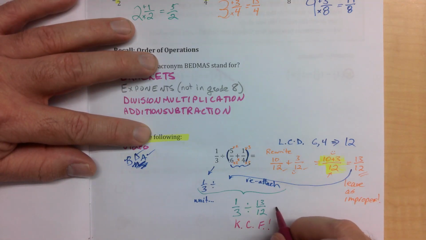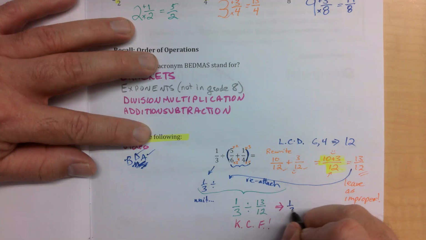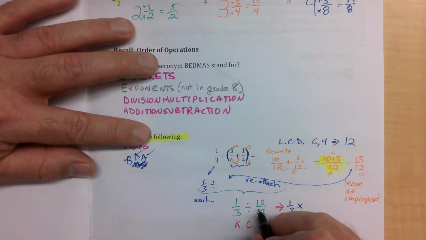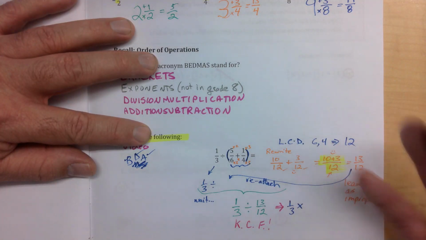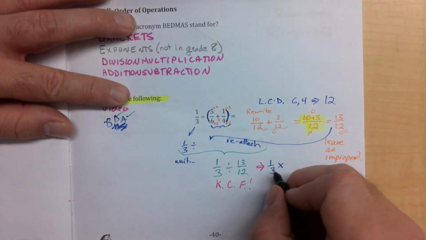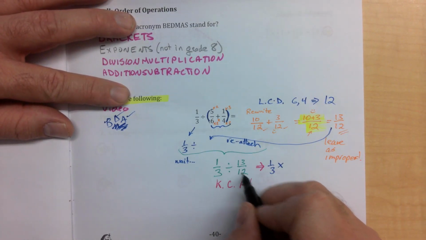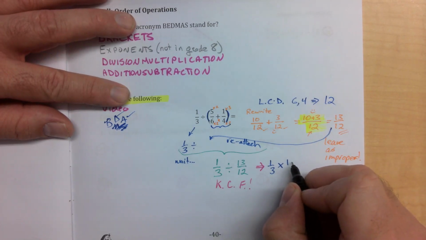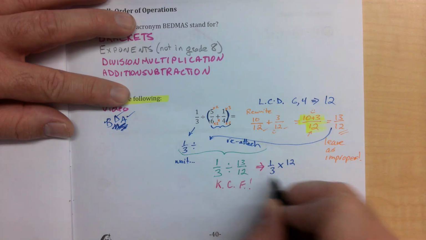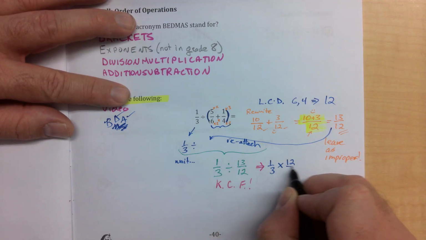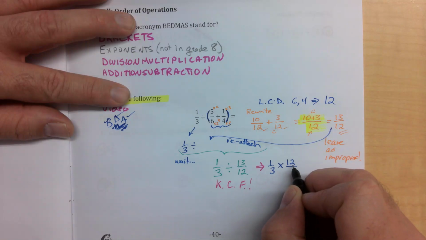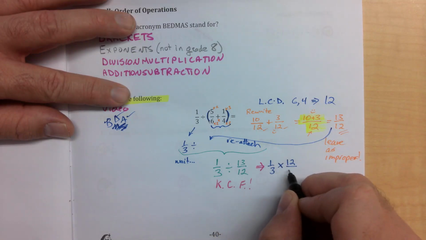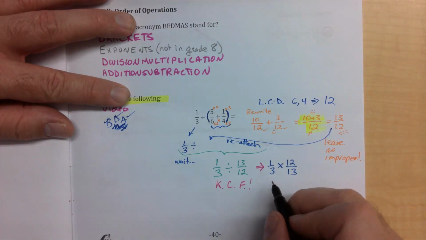That results in, keep the first fraction as is, don't touch it. Change the operation to its reciprocal. The reciprocal of division is multiplication. And in order to rebalance that, you have to use the reciprocal of the second fraction. The fraction that is being divided by becomes multiplied by, and so you have to flip. So 12 over 13. Oh, look at that.